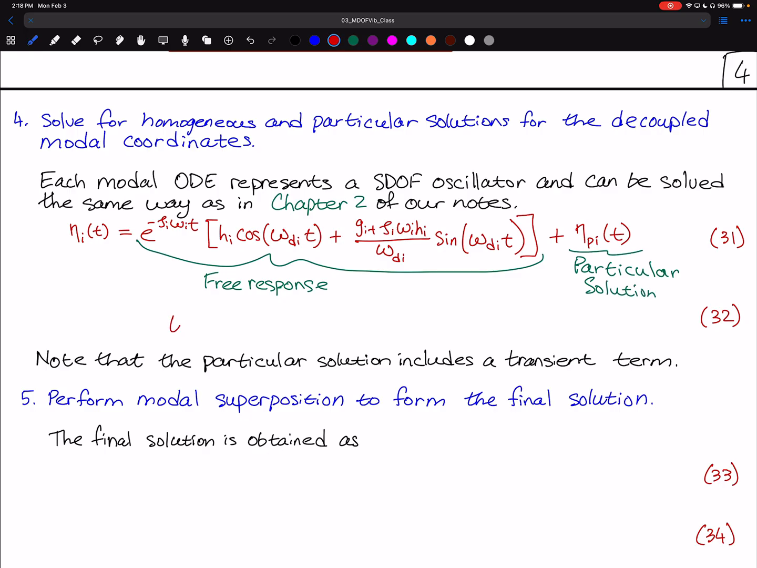And omega sub di is equal to omega I times the square root of 1 minus zeta I squared. And here we're assuming that we have weak damping, meaning that zeta sub I is less than 1, or the system is underdamped, we'll say. Of course, you could have critically damped, you could also have overdamped, and all of the stuff that we saw back in chapter 2 also applies here as well.